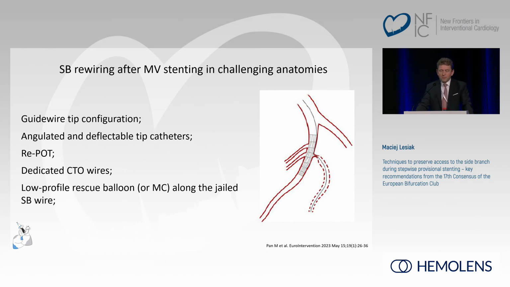Again, if you have problems with wiring the side branch, there are a couple of techniques, starting with guide wire tip configuration, changing a wire. Sometimes we even use, not very often, a CTO dedicated wire. Sometimes repot works, because then you stretch the cells and you enlarge the access to the side branch. And of course, if you cannot do it and you lost the wire, you can use, as I mentioned already, the jailed wire to rescue the side branch.